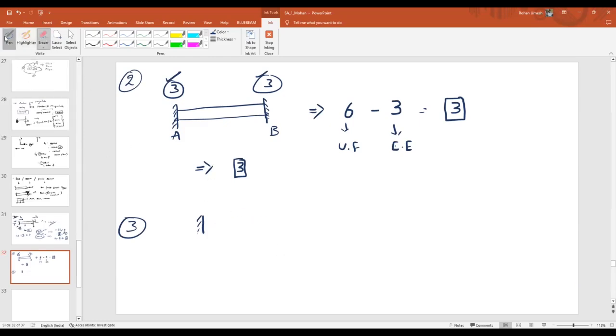Just the same problem, I'm drawing it as a line element. Don't think that I'm drawing some other problem. Now tell me, how many reactions do we have to consider at point A and how many at point B? What is the difference between the second case and the third case? Point A 1, point B 1. Why so? Sir, it is in a vertical direction, sir.